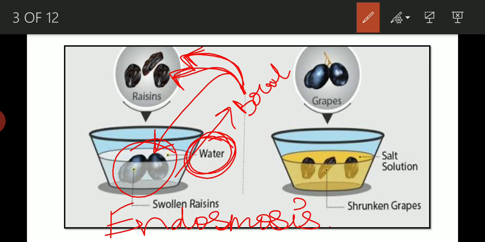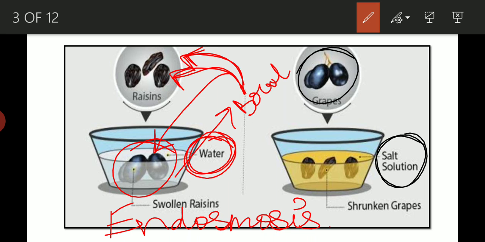Endo means inward. Now if we take grapes, just the reverse. If we take grapes and dip them inside a bowl containing salt solution, what will happen? The concentration of water molecules is less. Water molecules are present in lesser amount than the solute or the salt.